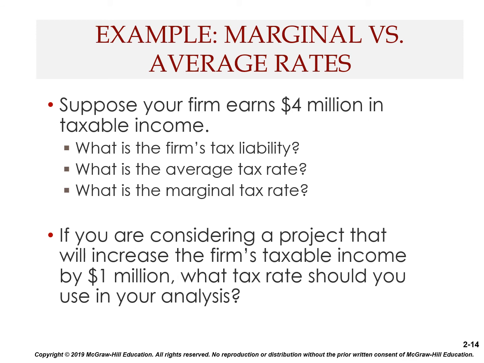What would the next dollar of income be taxed at? The same amount, 34%, because right now your next dollar, $4,001, would be taxed at 34%, and so would the next, up to $6 million. If you're considering a project that will increase the firm's taxable income by $1 million, what tax rate should you use in your analysis? The tax rate used to compute tax on that $1 million, which is the marginal tax rate of 34%. So it's the marginal tax rate we focus on when making financial decisions.